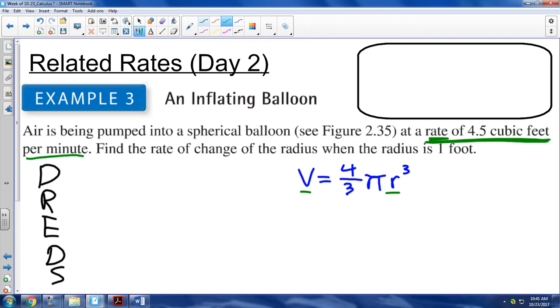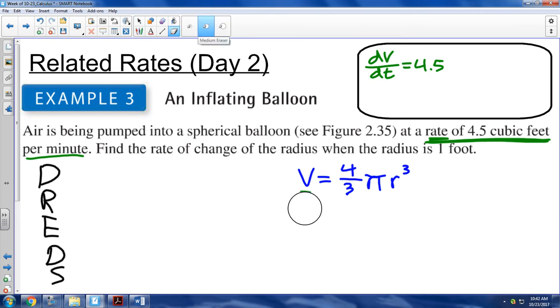Or is that how the radius is changing? That'd be how the volume is changing, right? So the way the volume is changing is always going to be dV/dt. That's the rate at which the volume changes, 4.5. And it's positive because the volume is increasing. It's going up. So we have a positive change in volume every time.